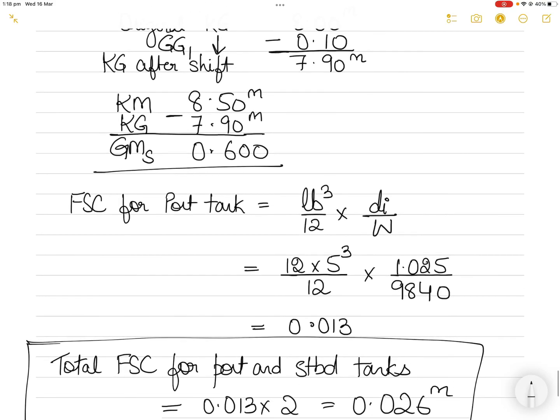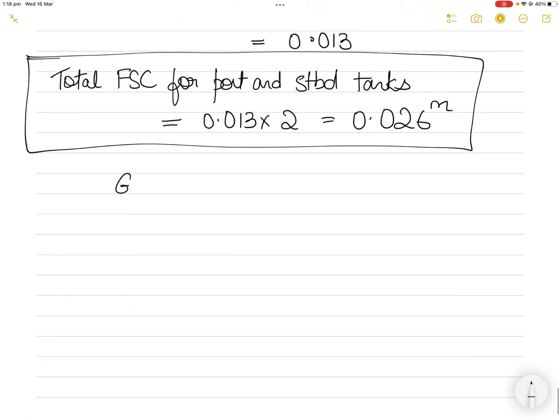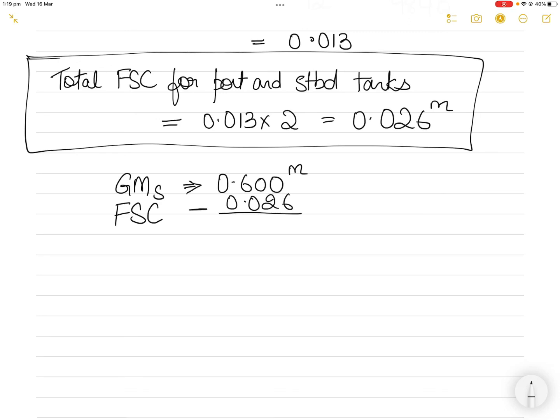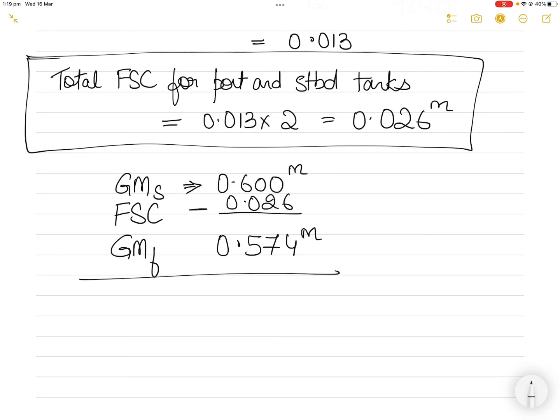Now let's go back to where our GM solid was. And remember, GM solid was 0.600 meters. If I apply my free surface correction, which is always subtracted, 0.026 meters, then my GM fluid, the final GM, will be 0.574 meters, which is the correct answer.